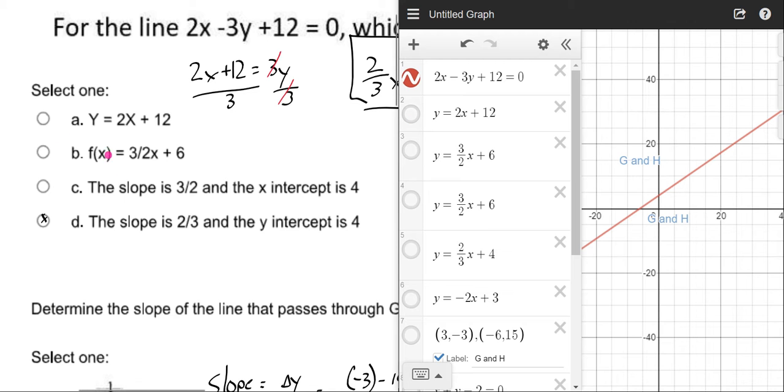f of x, which is the same as y, is equal to 3/2 x plus 6. If I plot that, that one has a different x and y-intercept and a different slope. The only thing it has in common is that it's a line with a positive slope. C says the slope is 3 over 2 and the x-intercept is 4. That's this.